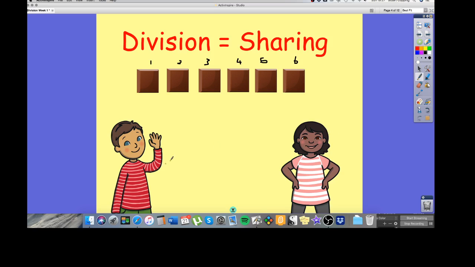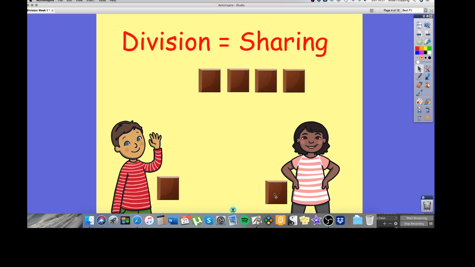Okay, so we want to make it so that Helen and Bob have exactly the same number of bits of chocolate. And I'm hoping that we'll be able to do it. So the best way of doing it is thinking, right, Bob is a group, Helen is a group. So the easiest way of doing this is 1 to Bob, 1 to Helen. 1 to Bob, 1 to Helen.